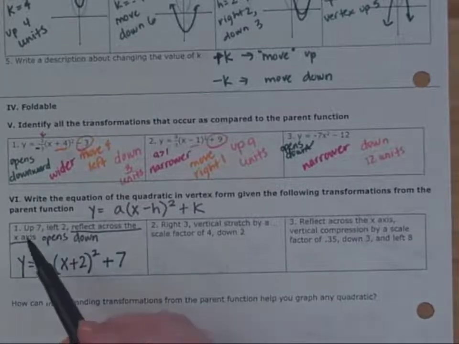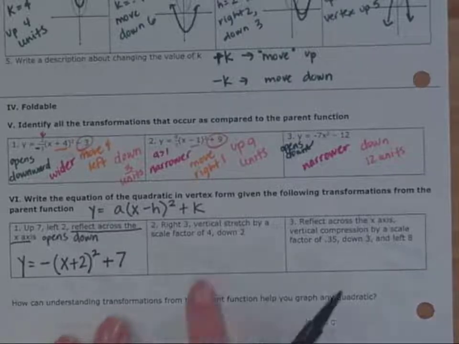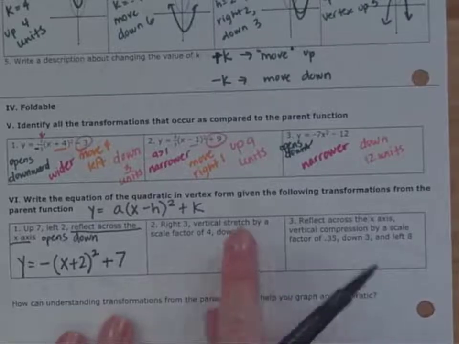Okay, so even if they write it in whatever order they write it in, you might be looking for those cues that tell you how to write it from left to right. The first thing we're looking for is A. The A changes up or down a reflection. A being bigger than 1 means it's narrower. A being less than 1 means it's wider. So you're looking for those things first.